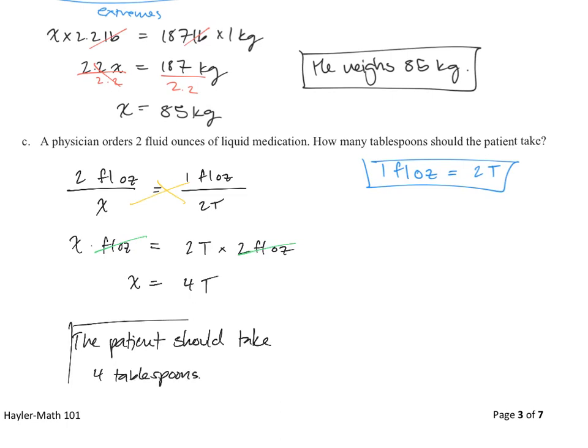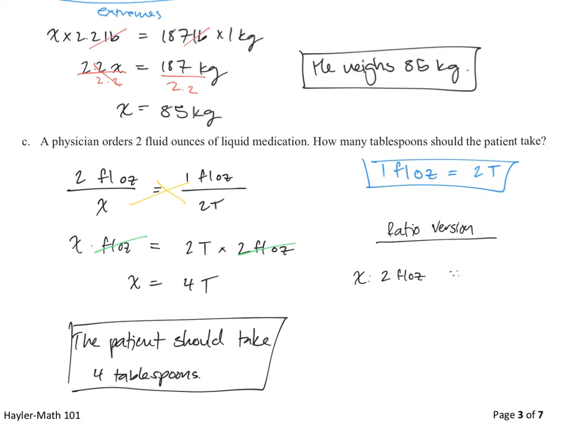So if you wanted to set it up as a ratio, the ratio version, one way to do it would be x over 2 fluid ounces equal to 2 tablespoons over 1 fluid ounce. And then you would go ahead and multiply the means and the extremes. And I might as well finish this off. So it's going to be x fluid ounces equals 2 fluid ounces times 2 tablespoons.